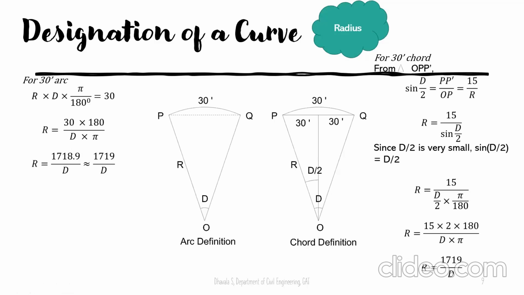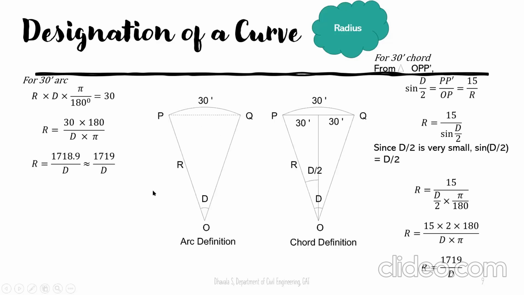Going ahead, we have something called as designation of a curve. What is meant by designation of a curve is, we generally define a curve by its radius. But in certain cases, when the radius involved is very large, imagining the curve on the ground becomes very difficult. In order to address this, we define the curve in terms of the angle subtended at the center of the curve, or the arc length or the chord length that is subtended. This concept is called as designation of a curve. We define it either in terms of 30 feet arc or 30 feet chord.